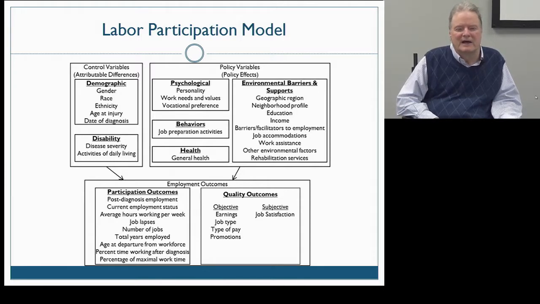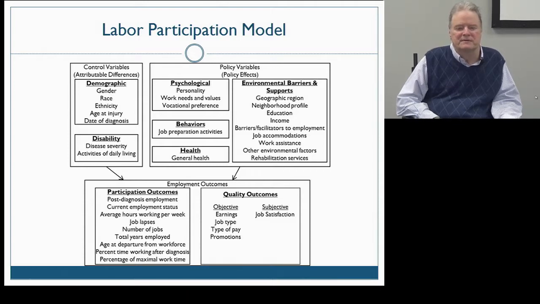So the second set of factors are what we call policy variables or policy effects. They really are variables that are more open to change. They may reflect an individual's characteristics, their personality, interests, which are conceptually related to the outcomes more closely, things that may one way or the other become a focus of an intervention. So behaviors, their health, environmental supports and barriers. So these may be addressed at different levels.